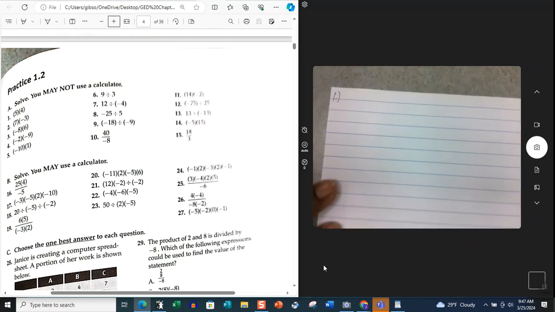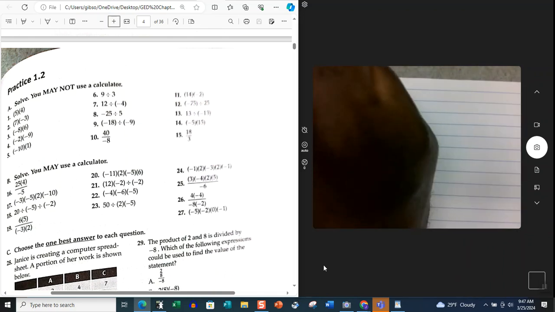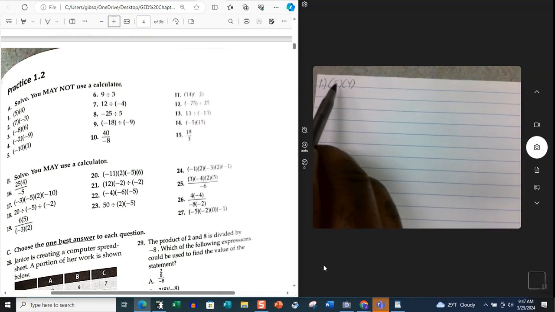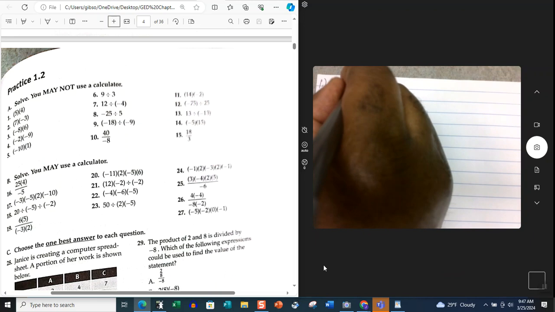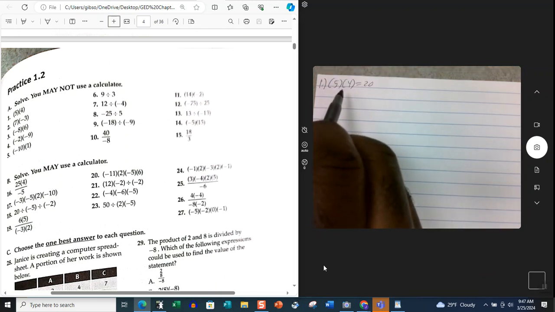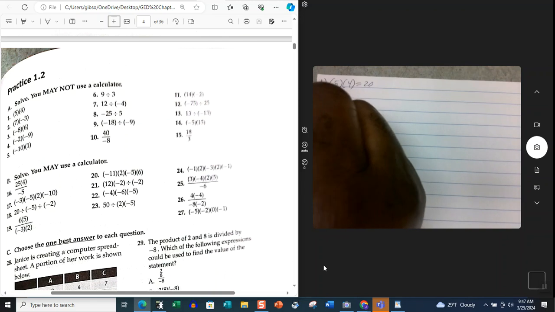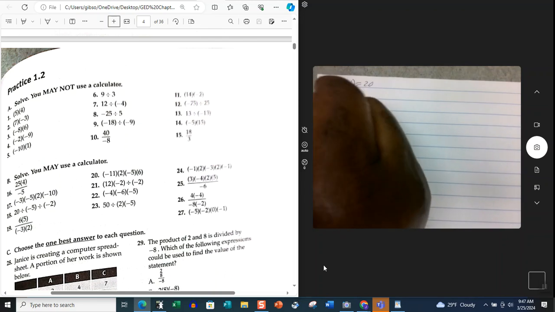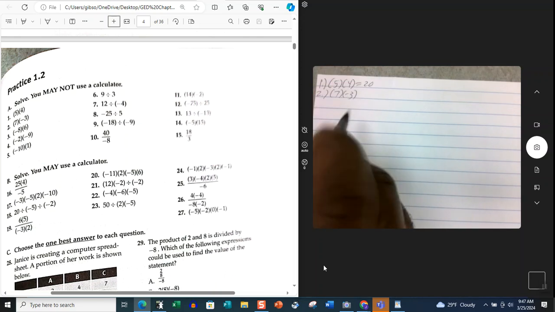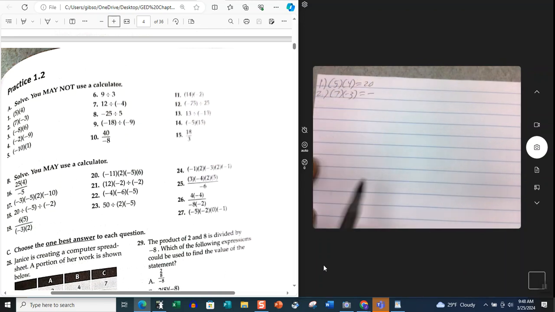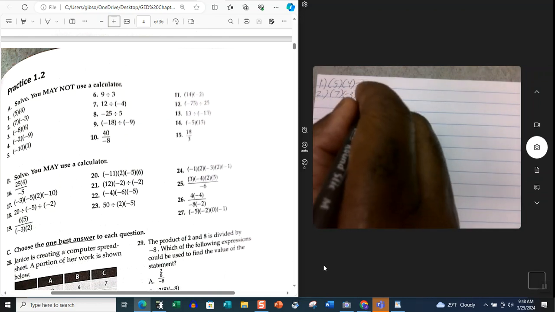Problem number 1. It says 5 times 4. Now if you notice, we have in parentheses, it's just 5 times 4, which is 20. Because it's all positive numbers, so your answer is going to be positive. So number 2. We have 7 times -3. Now, if you notice, we don't see a 0 here. So we count how many negative values we have. We only have 1. It's an odd amount. So our answer is going to be negative. And 7 times 3 is 21.